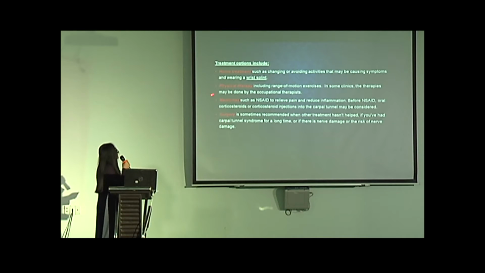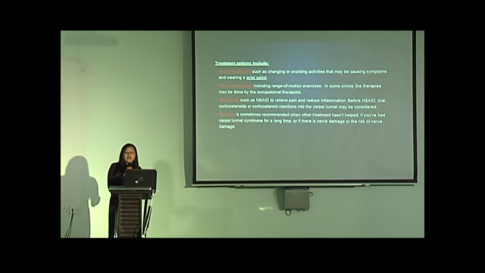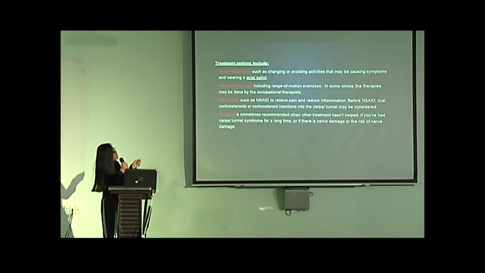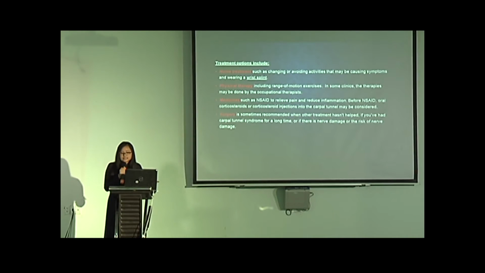The second treatment is physical therapy. The therapies may be done by occupational therapists in some clinics, and the physical therapy includes range of motion exercises. Range of motion is how far you can move your muscle in different directions. These exercises will help you move each joint through its full range of motion. Therefore, it keeps your muscles strong but flexible. It reduces the pain and improves the balance of the joint.